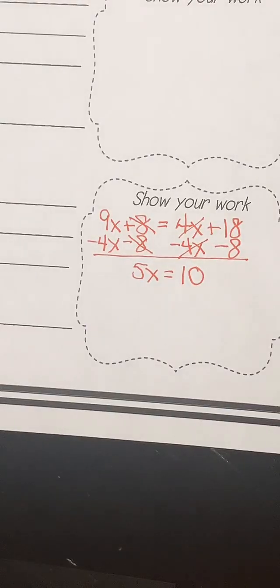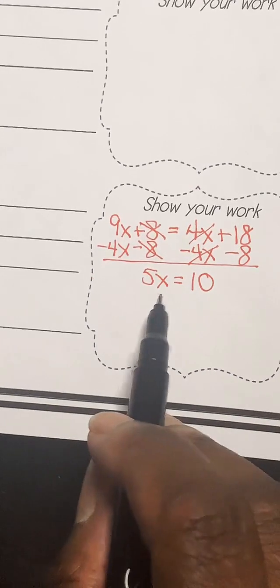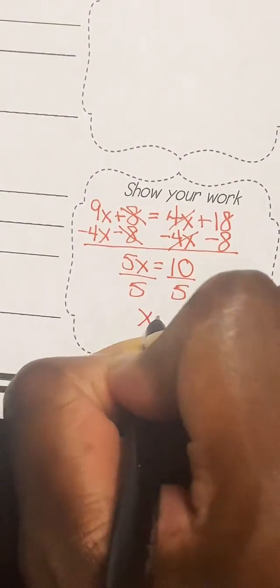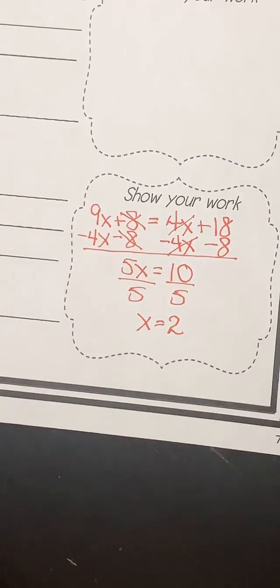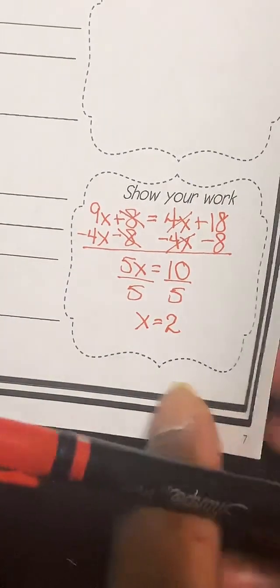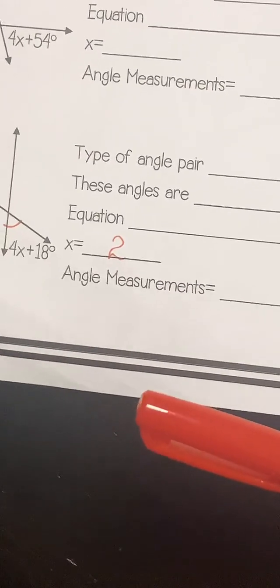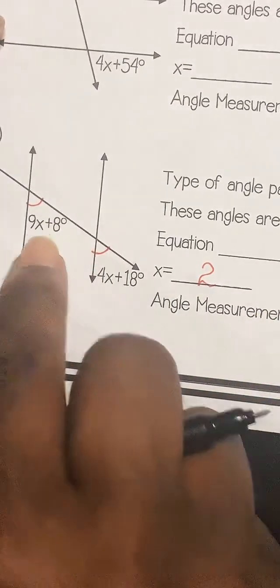Okay. All right. 18 is positive, 8 is negative. So when the signs are opposite, you are subtracting. Okay, you're subtracting. So now 5x equals 10. Divide both sides by 5. Our x value is equal to 2. So we found what x is equal to. But now we've got to plug in to find what the angle measures are.